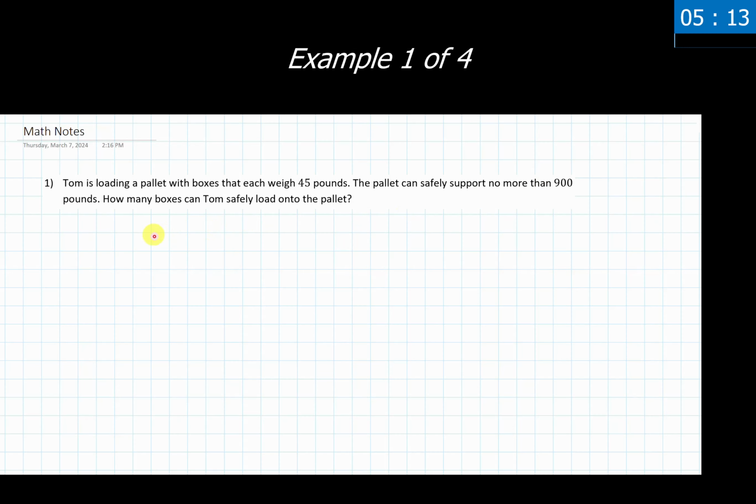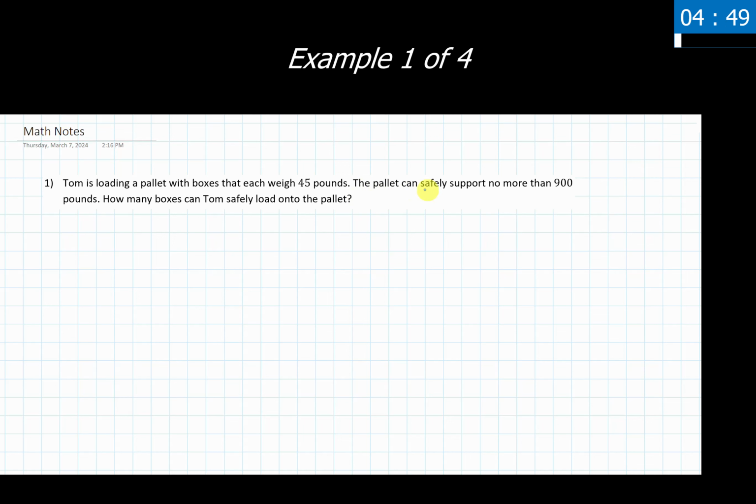Our first example tells us that Tom is loading a pallet with boxes that each weigh 45 pounds. The pallet can safely support no more than 900 pounds. How many boxes can Tom safely load onto the pallet? Now there's a few ways we can go through and write this out, but let's look for some buzzwords and some things that are standing out to us in this story problem.